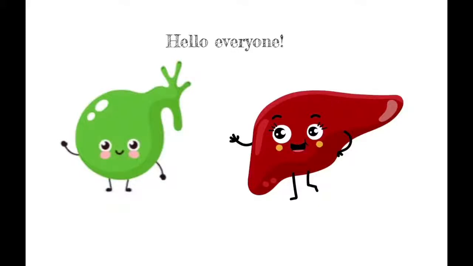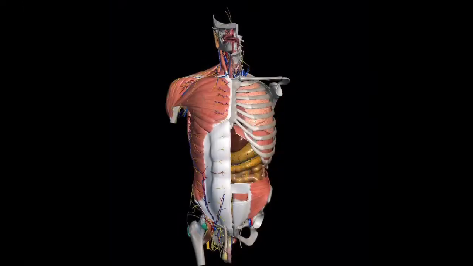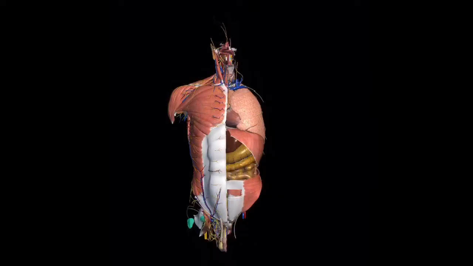Hello everyone, today we're going to be talking about the gallbladder and the liver. We're going to discuss the different parts of it and how blood and bile flow through them. Here you see the whole body, and we're slowly going to strip away the different parts.